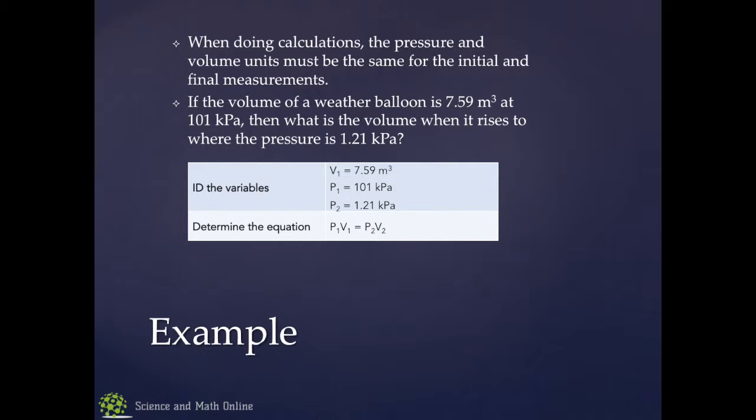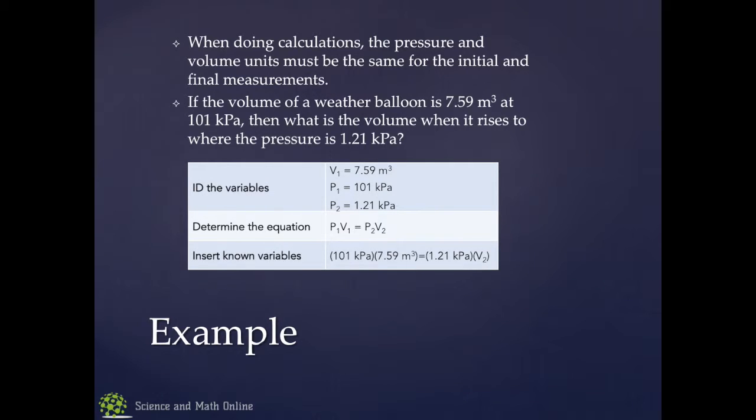Right now we've only covered one, but when we have all of them, we have to figure out which equation to use. And in this case, I'm given the variables of pressure and volume. That means I need to use the pressure and volume equation, which is Boyle's. So P1V1 equals P2V2. So then insert your known variables. Insert the known initial pressure, your initial volume, and your final pressure. We're solving for the final volume.